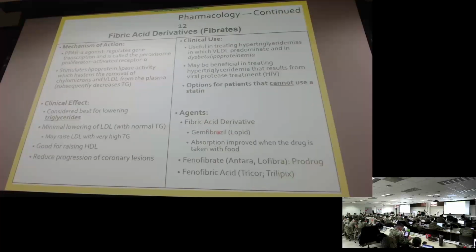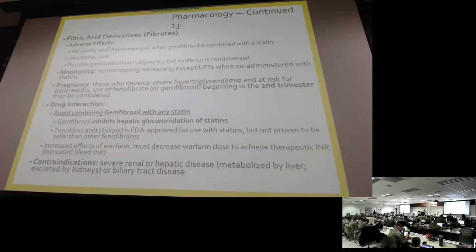Looking at my agents, so my fibric acid derivative, gemfibrozil, is good if I take it with food. My bioavailability of that drug goes up. I also have fenofibrate and fenofibric acid. These are just different types of the fibric acid that I could give, or different types of fibrates. Okay, so I have a fibric acid derivative, gemfibrozil, I have my fenofibrate, and I have my fenofibric acid. Big things from there.